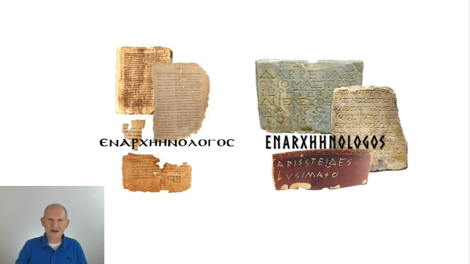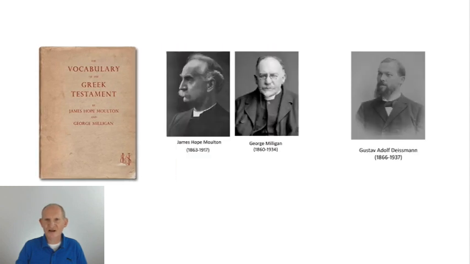After I left Wycliffe, I moved back to the east coast of Canada, where I'm from, where I now work in a community college. Back in 2012, I felt I needed a way to keep up with my Koine Greek, so I decided to do a revision, update, and expansion of this book, The Vocabulary of the Greek Testament by James Moulton and George Milligan, two British scholars. This is a work they started just before World War I, along with a German scholar named Gustav Deissmann. Their goal was to produce a new lexicon. The plan was for Moulton and Milligan to focus on the papyri, and Deissmann would focus on the inscriptions.